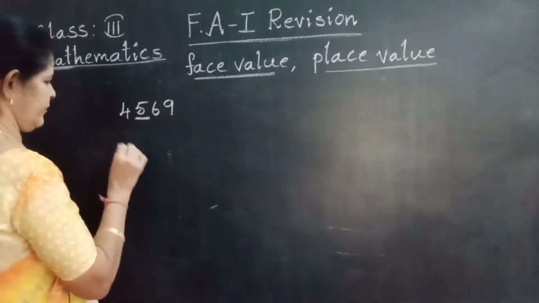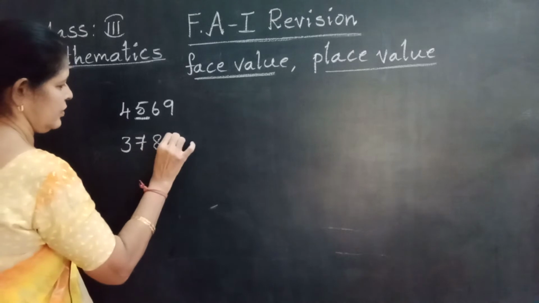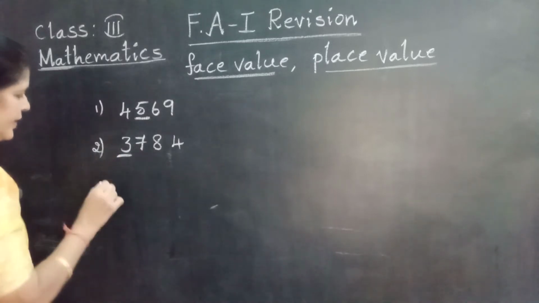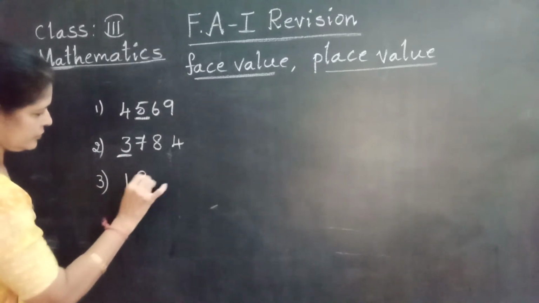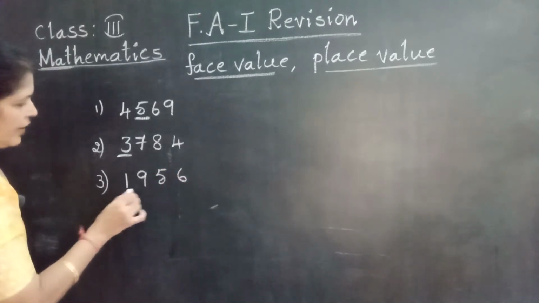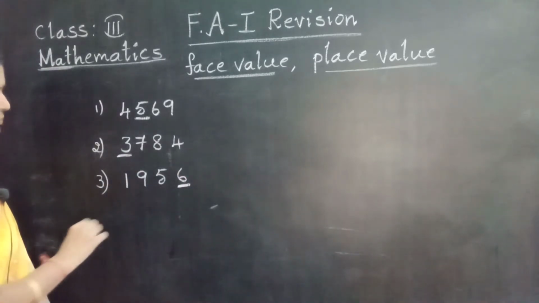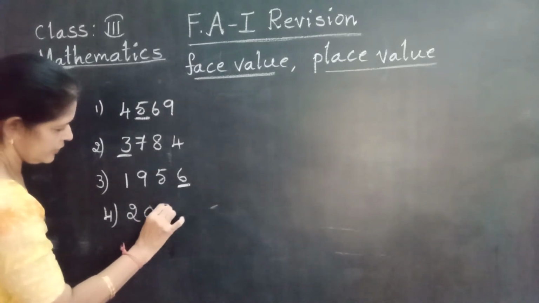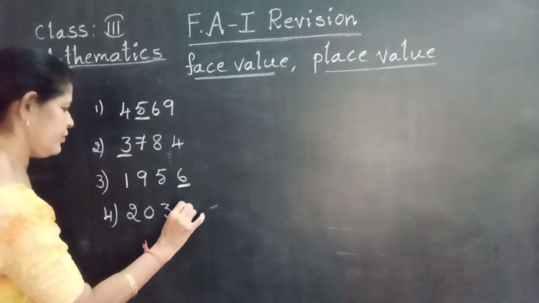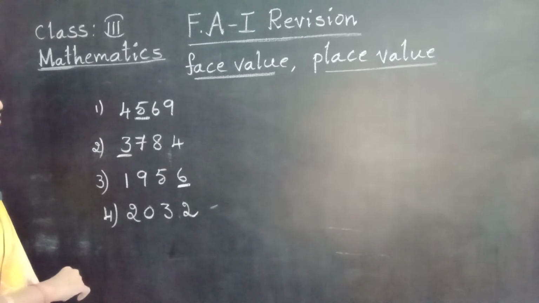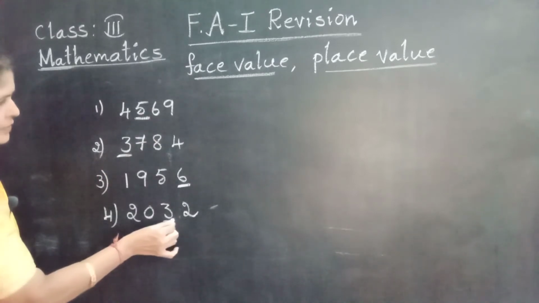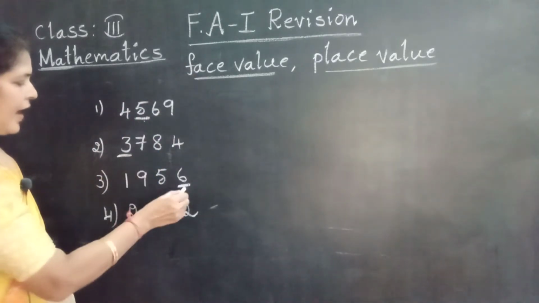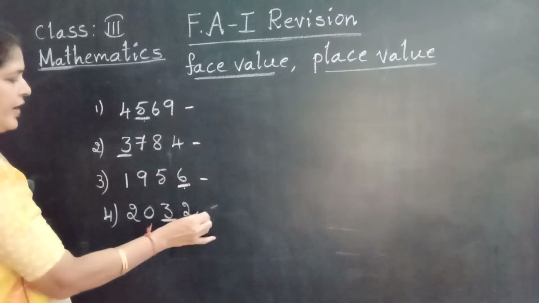Here underline 5. Here I am going to underline 3. First one, second one, third one. Here I am going to underline 6. Fourth one, 2, 0, 3, 2. Here I am going to underline 3. You have to write face value and place value of the underlined digit only in each number.